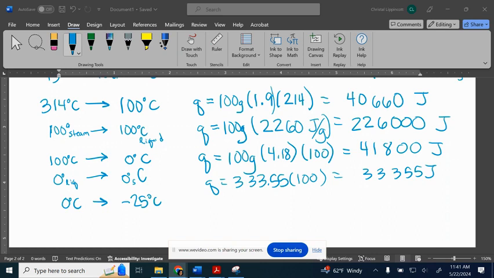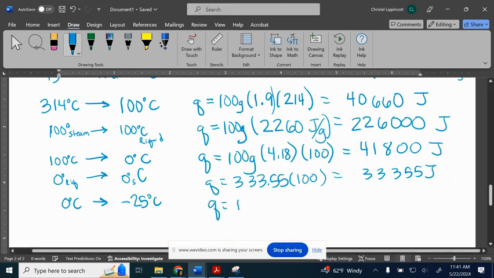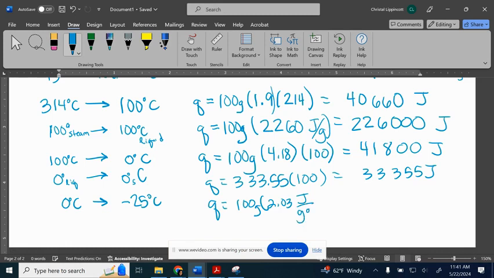Okay, that's 2.03. So Q equals 100 grams times 2.03 joules per gram degrees Celsius times, and how much should it change in temperature? 25. All right, so 25 times 100 times 2.03, and I ended up with 5,075 joules. The last thing is we've got to add up all of these numbers.